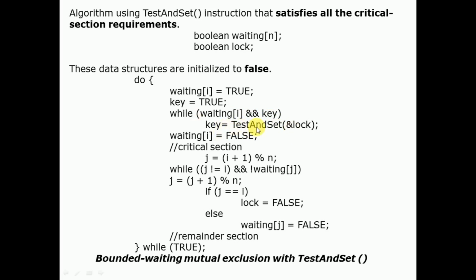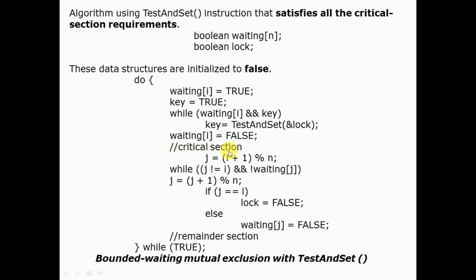So here we call the function test and set of &lock, and we know that when the lock is not available, it will not return the false value. Whenever the lock is available, it will return that value to key. After that, waiting[i] will be made false, meaning it was waiting to enter the critical section. To indicate that it has entered the critical section, we make the value of waiting[i] equal to false. After that the process will be allowed to execute in its critical section.